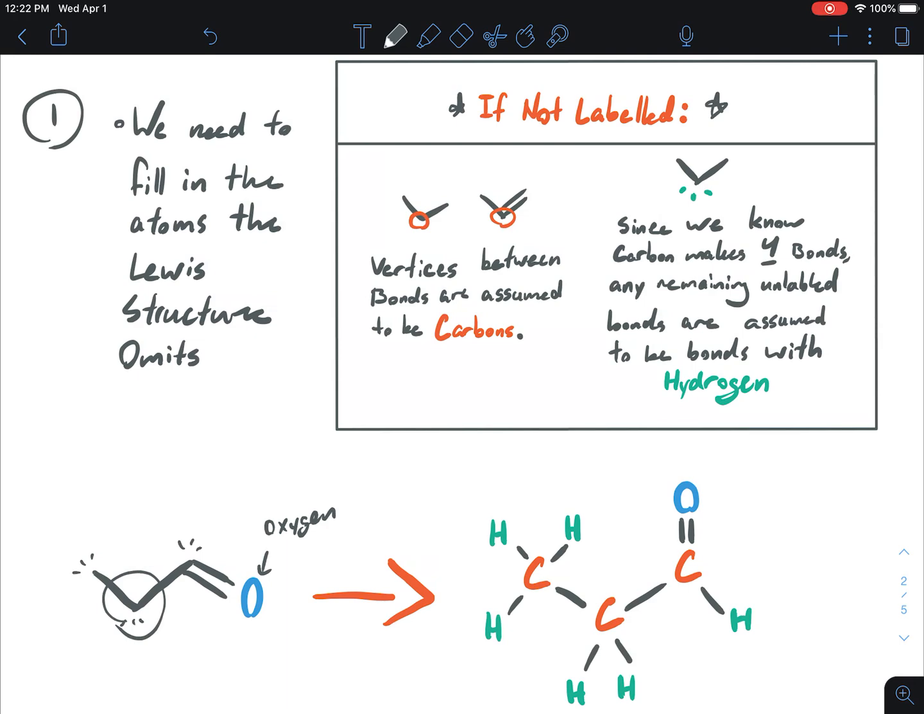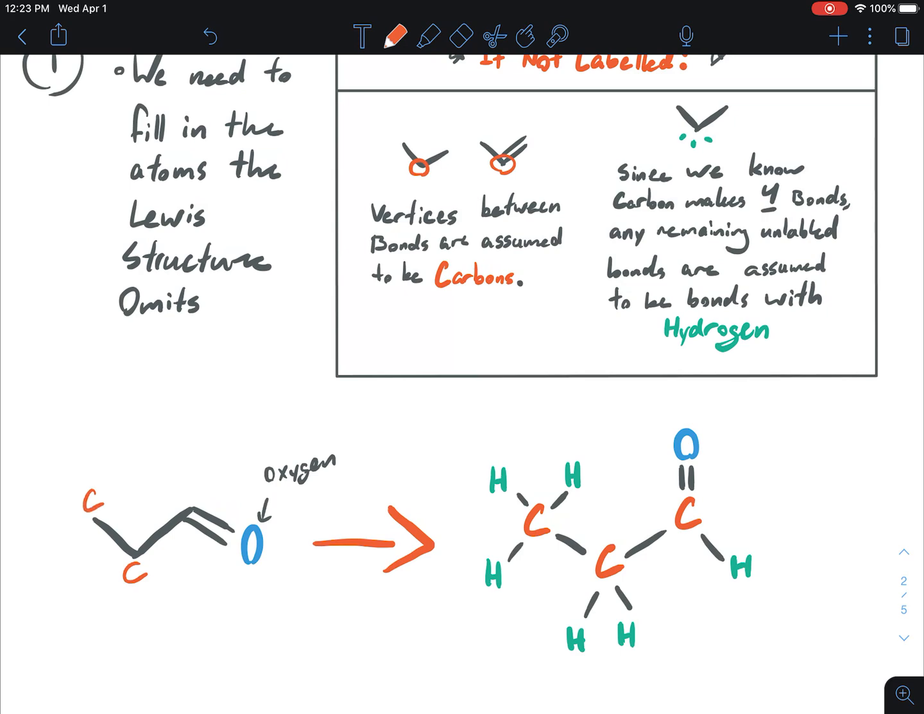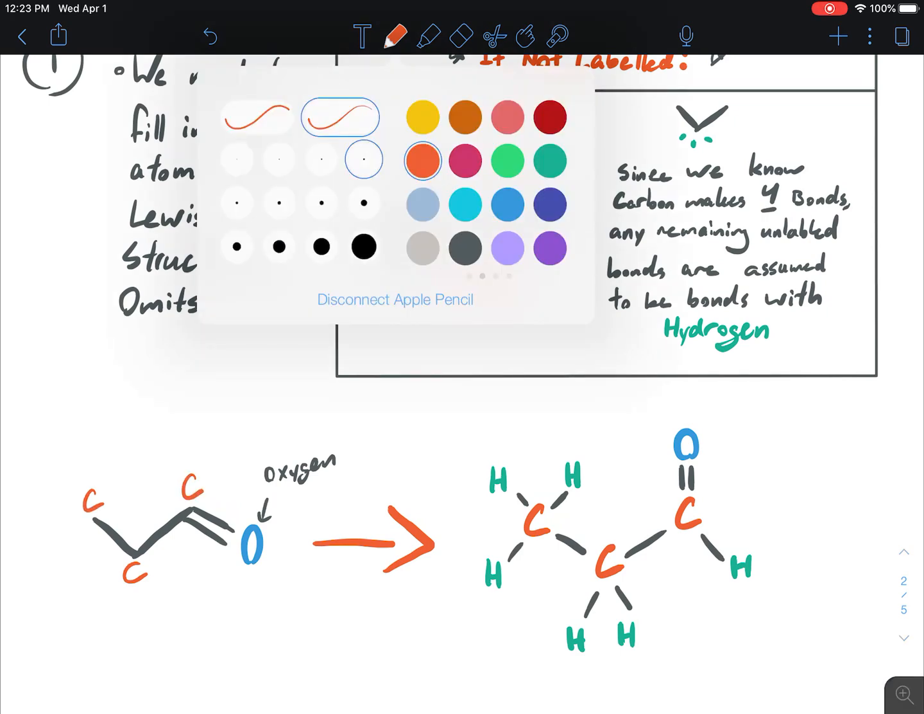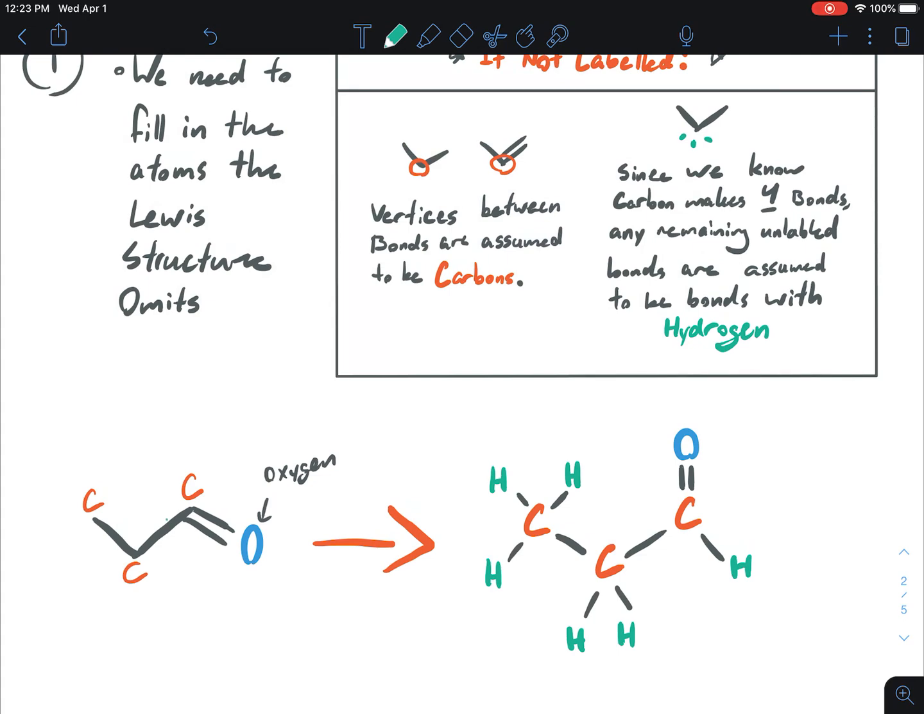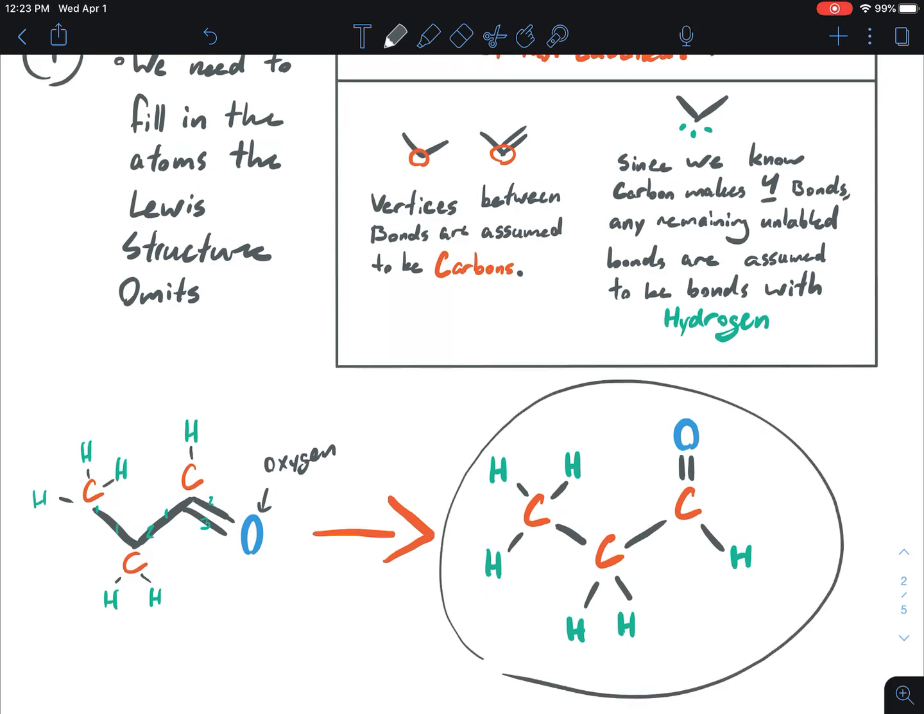So we take a model that looks like this. We have our model to start, and it just looks like this. Then we fill in the unlabeled vertices. So this is a carbon, this is a carbon, this is a carbon. And we see that this carbon has 1, 2, 3, so it needs to make 1 more. This carbon has 1, 2, so it needs to make 2 more. And this carbon has just 1, so it needs to make 1, 2, 3 more. And that is how we will end up with the actual picture of the molecule. So it'll end up looking something like this.